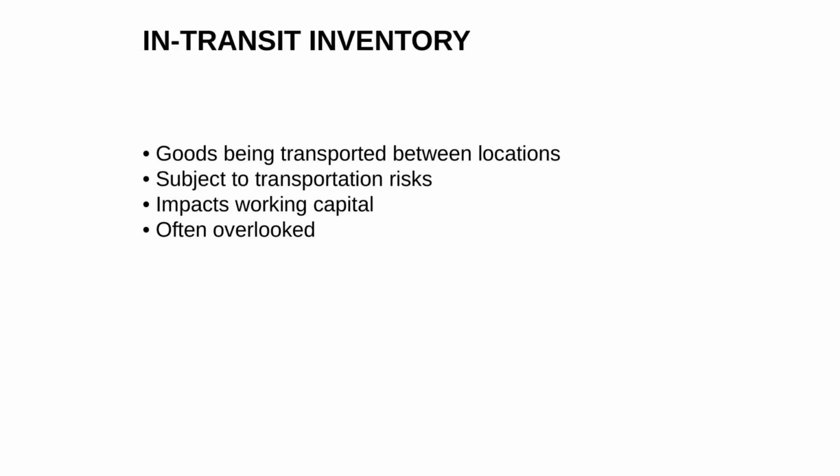Another important type is in-transit inventory, goods being transported between locations. This inventory is often overlooked because it is not physically inside a warehouse, yet it still ties up working capital and affects availability. It is also exposed to transportation risks, such as delays, damage, customs issues, and disruptions.